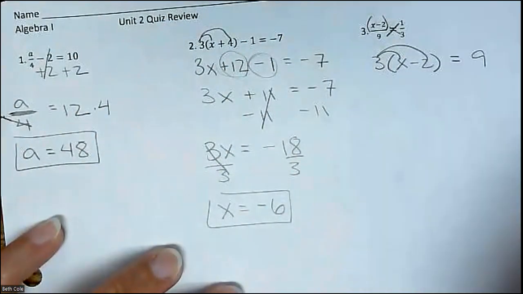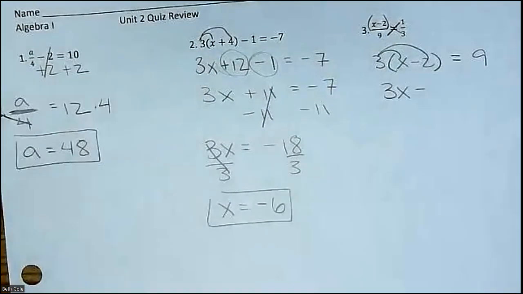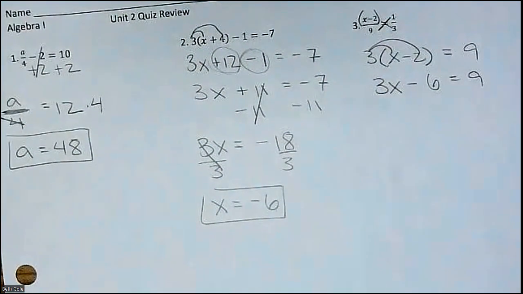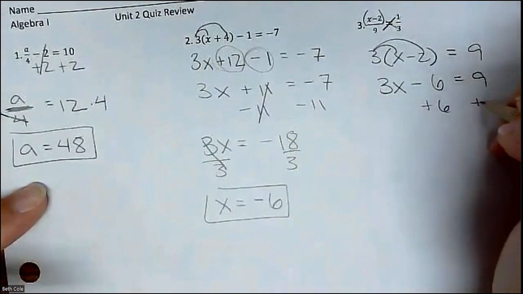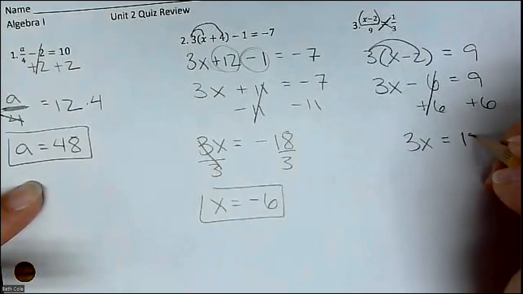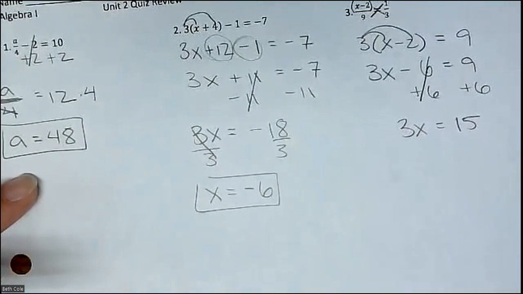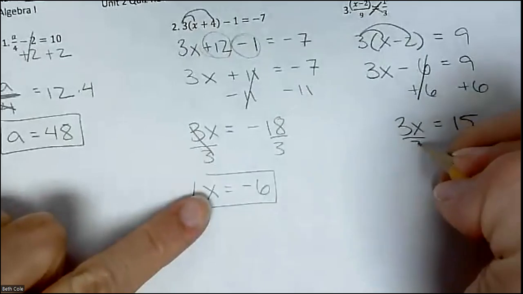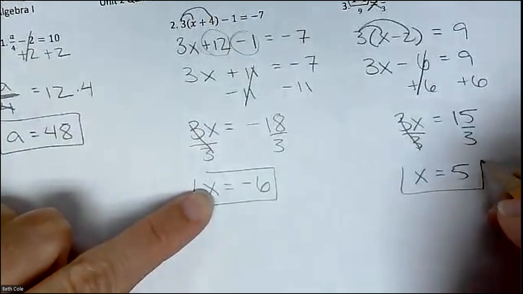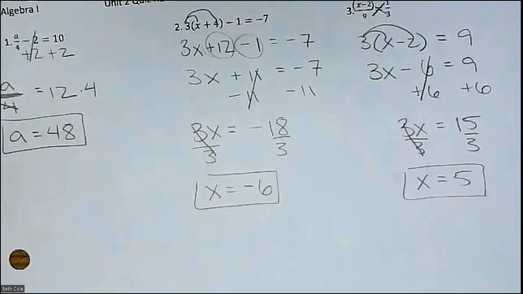So distribute the 3. That'll give you 3x minus what? 6. Good. Then what? Plus 6. So 3x equals 15. Good. We're getting the hang of it. It's just practice. Divide by 3, divide by 3. X equals 5. Beautiful.